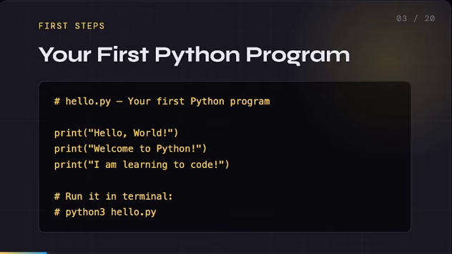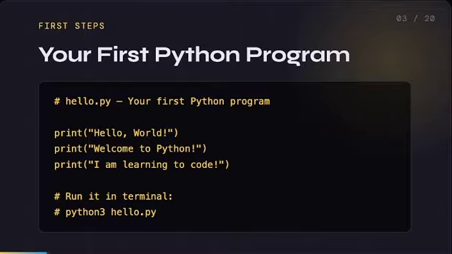Now let's write your very first Python program. Create a new file called hello.py and type these lines. The print function is how Python displays text on the screen. Notice we don't need semicolons, curly braces, or any complicated syntax, just write print, followed by your text inside quotes and parentheses. Lines that start with a hash symbol are comments. Python ignores them, they are just notes for you to read.